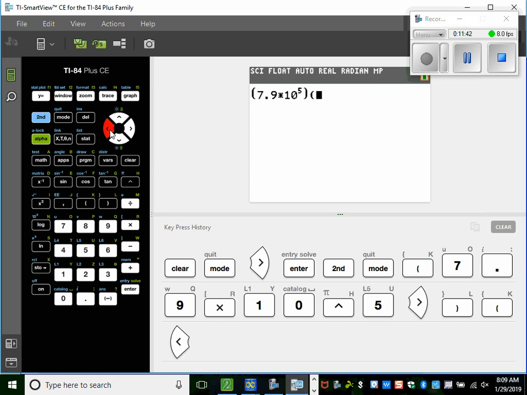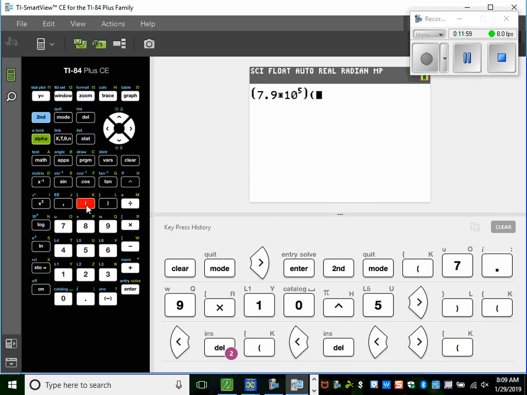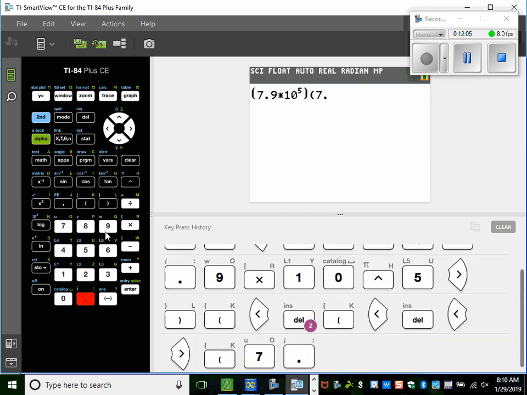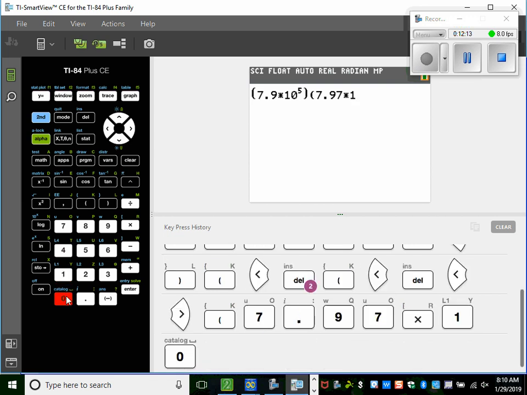Okay, hold on one second. I need to go back and delete that. Give me a minute. Okay. All right, so we'll do open parenthesis. Not sure why mine is looking small. 7.97. Okay, times 10 to the negative 3rd. Negative key is down at the bottom. Okay, I'm going to arrow out once and then close it.